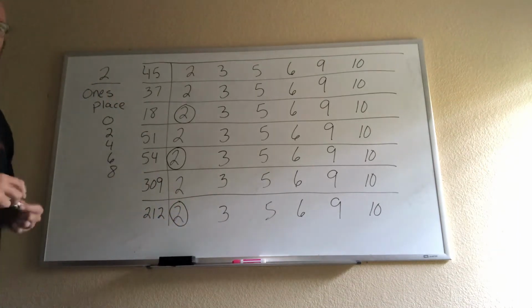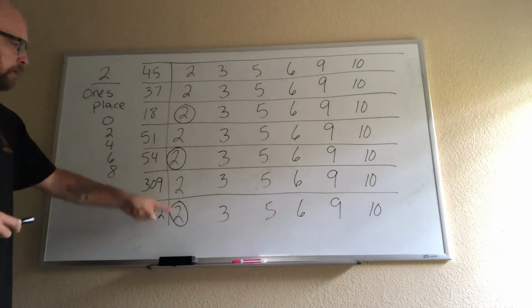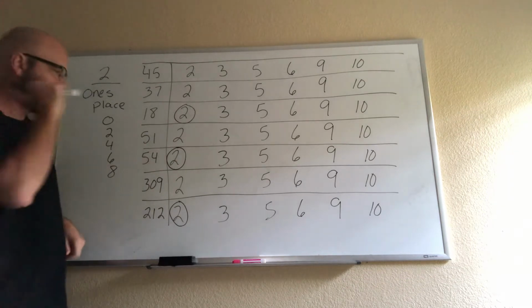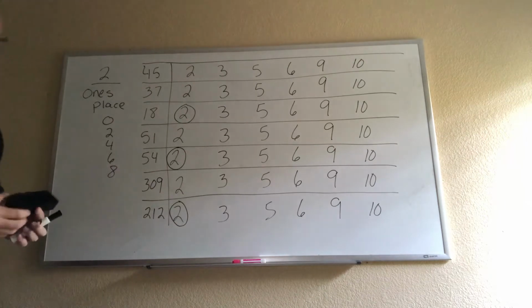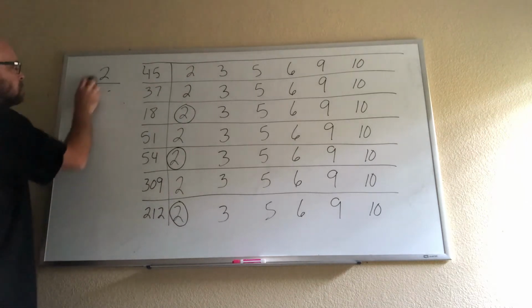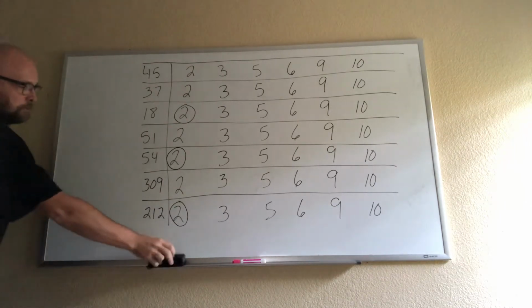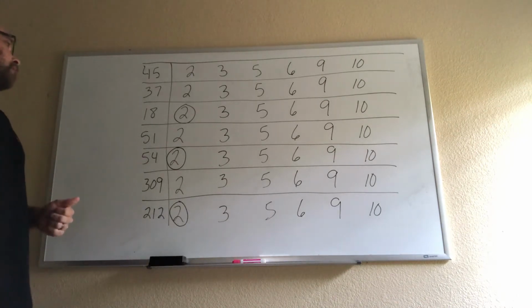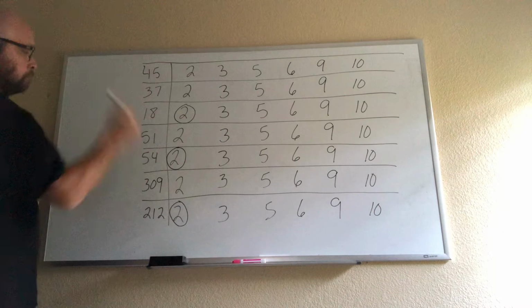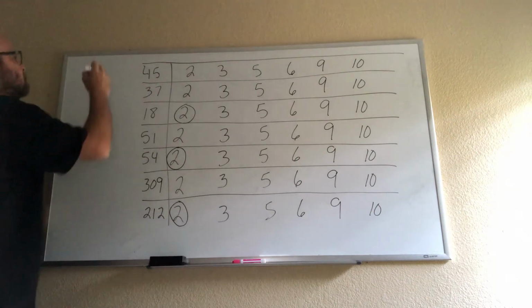So in the column for 2, you should have three checks on these three numbers. And I'll post this on the Google Classroom so you'll be able to watch it. All right, so now we'll do the 5s.